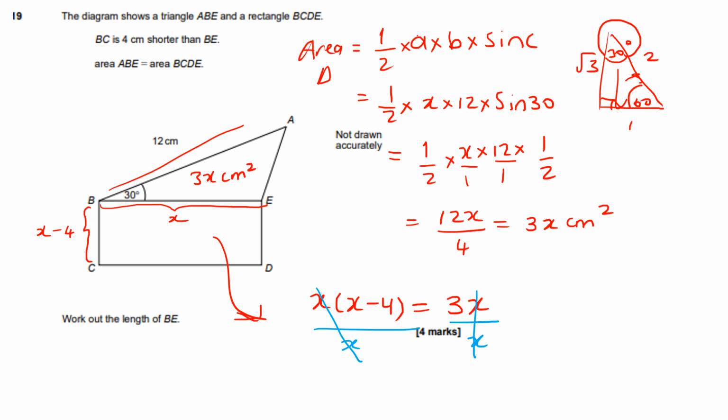So now I have x minus 4 is equal to 3, add 4, simplified, x is 7. So we found the length to be 7 centimeters, okay? And that's how I get full marks from this question.